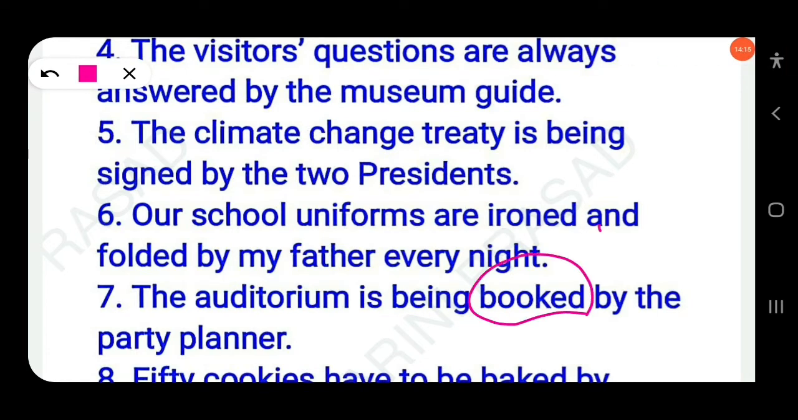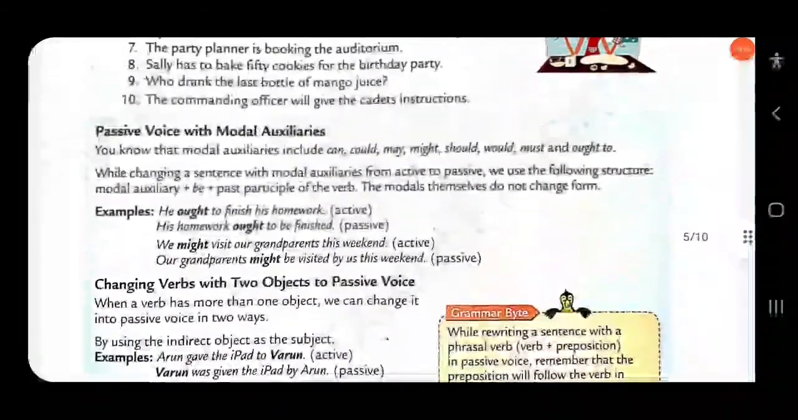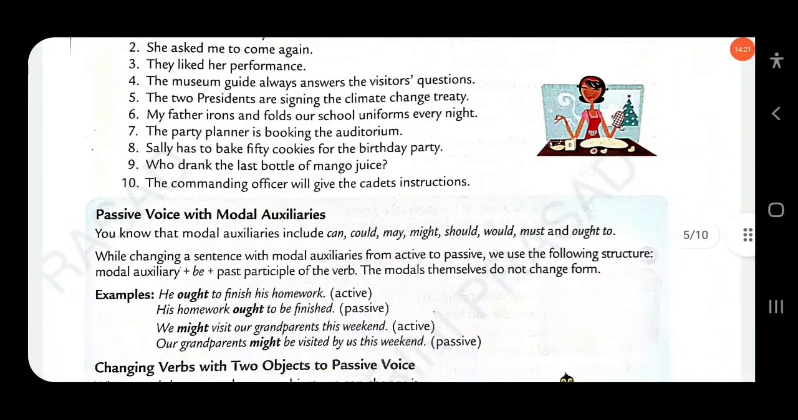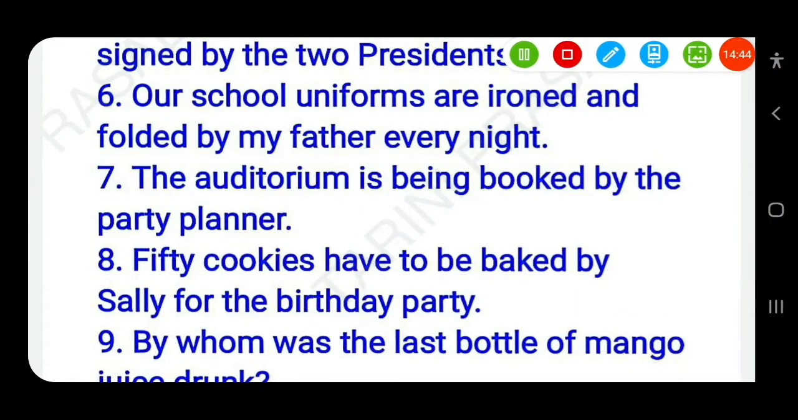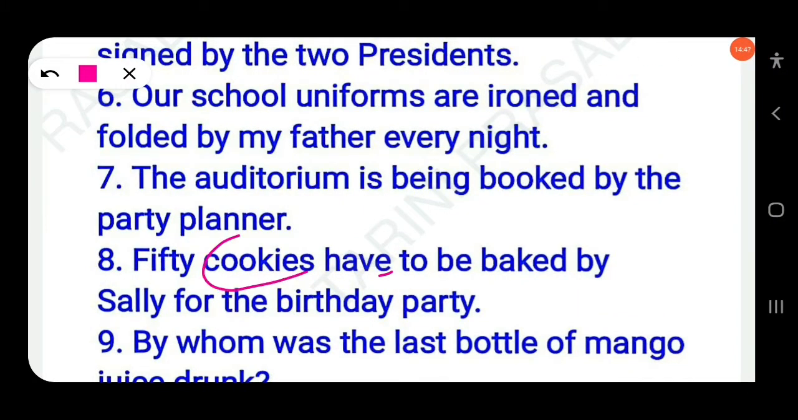Then next question here. Sally has to bake 50 cookies for the birthday party. So here the subject is Sally. That means the subject performs the action. Here the verb is has to bake. To bake is a non-finite verb, and the object is 50 cookies. So you have to write here: 50 cookies have to be. As the object in the active voice becomes the subject and it is plural, you have to write have. 50 cookies have to be baked by Sally for the birthday party.